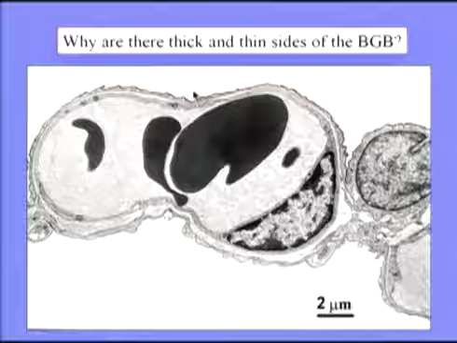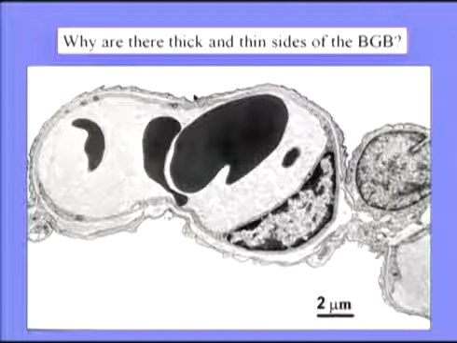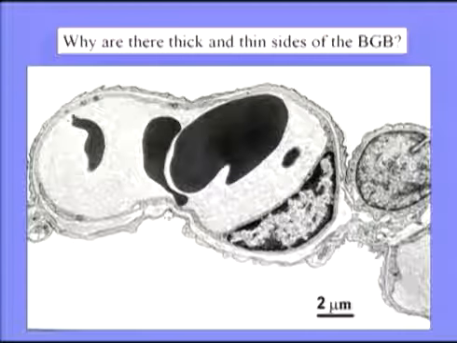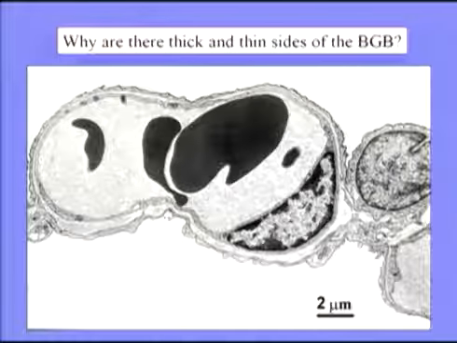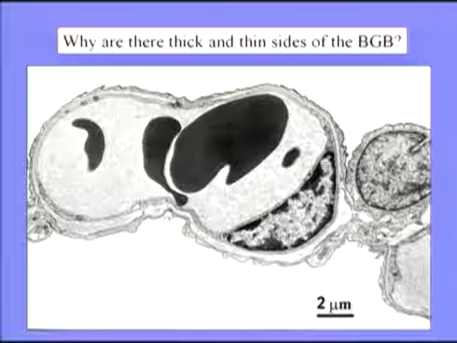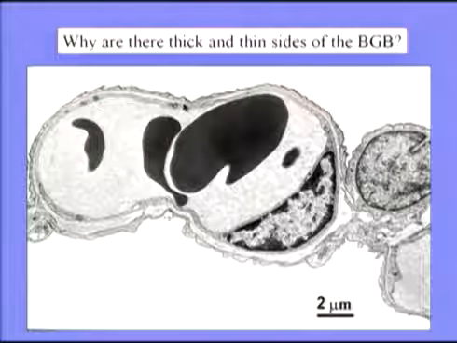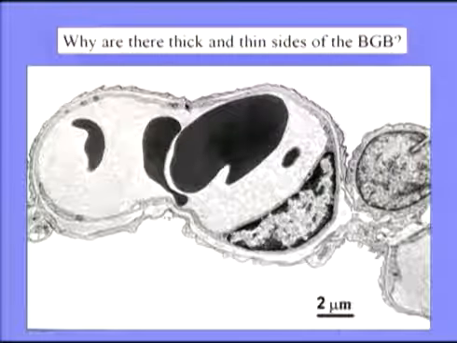So that's a brief review of the parenchyma. Let me just finish by asking the question, why are there thick and thin sides of the blood-gas barrier? Why is the blood-gas barrier polarized in this way? Well, of course, the thin side is mainly responsible for gas exchange. Gas exchange by passive diffusion requires a very thin barrier of an immense area, and the thin side of the blood-gas barrier fulfills both of those criteria.